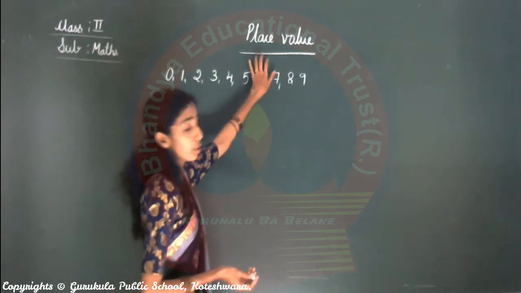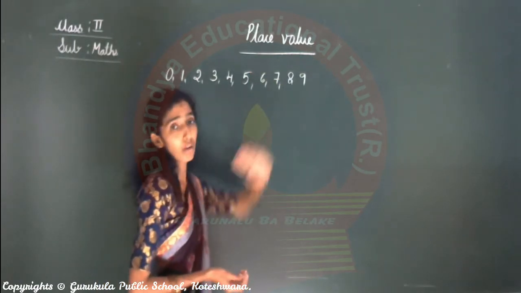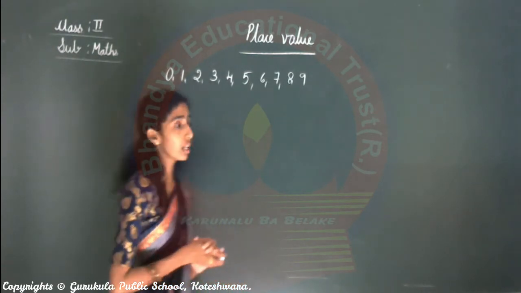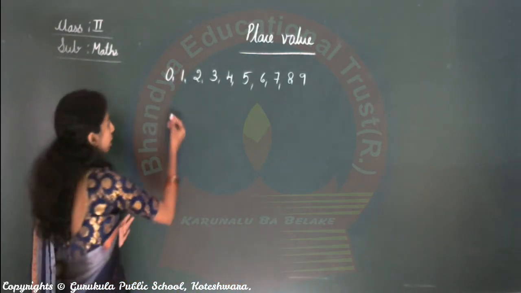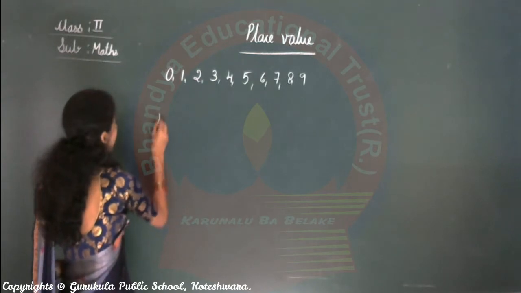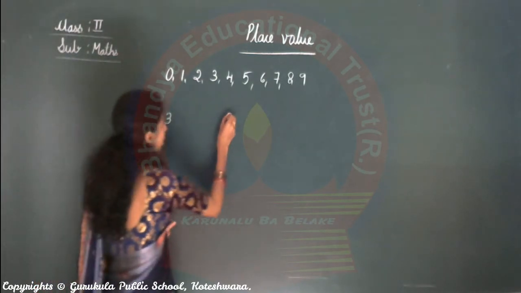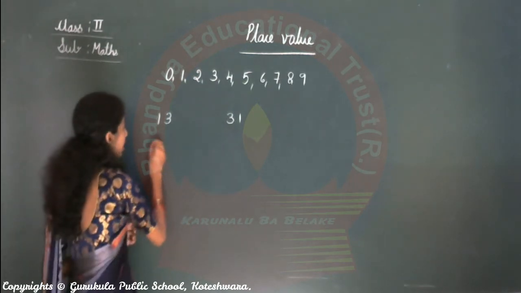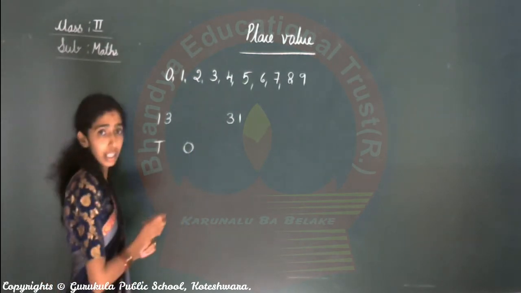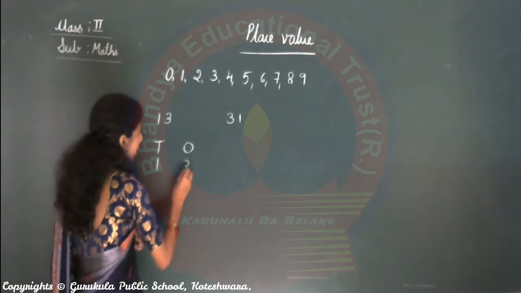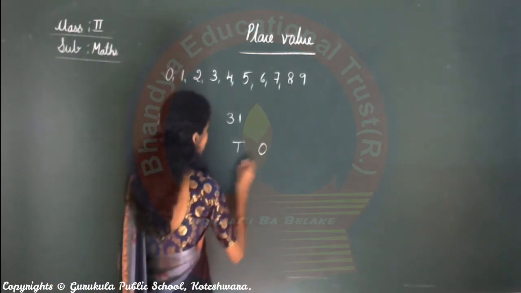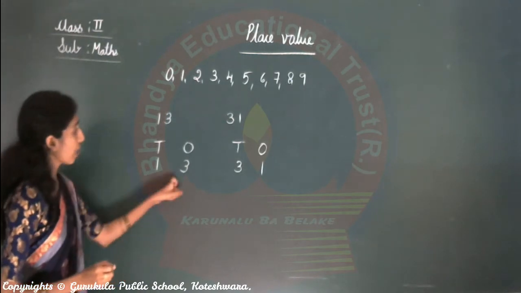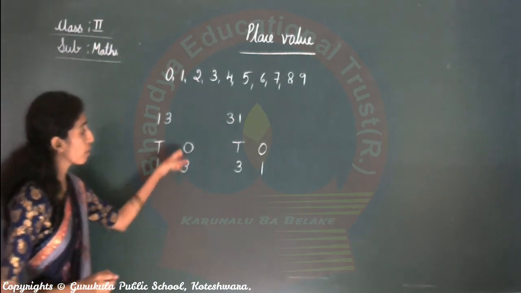Now we are going to learn place value. How to write the place value of a digit? See, I will take an example: 30 and 31. Here are two places, tens and ones. 30, tens and ones. 31. Here you tell me, what is the place value of 3?